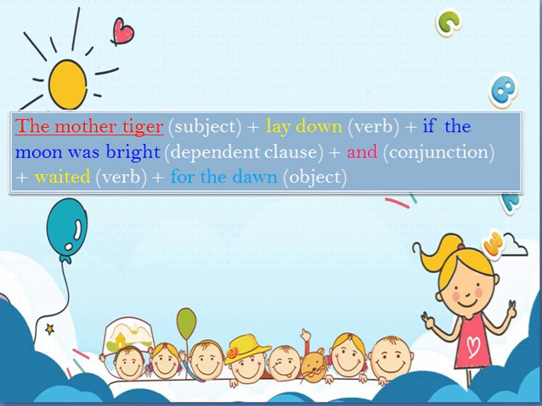Okay. And the next part of the sentence is waited for the dawn. Waiting is again an action, so it is a verb, and for the dawn is the object. If you ask the verb with what, the mother tiger waited for what? For the dawn. This is the answer that you get. So we have learned that if we ask the verb with who or what, the answer that we get is an object. So here we are asking the verb waited with what? What was the mother tiger waiting for? The mother tiger was waiting for the dawn. For the dawn is the answer, so it is an object.